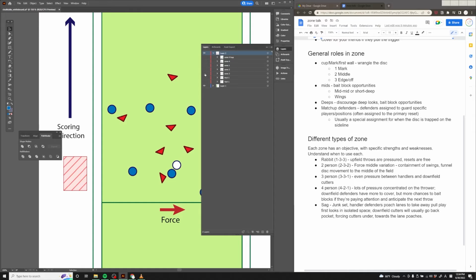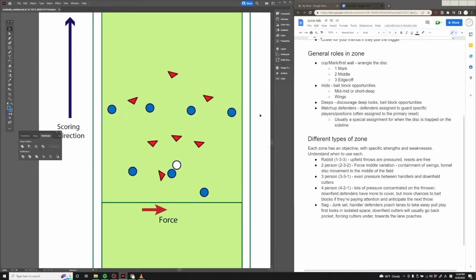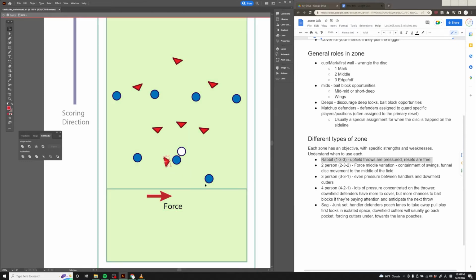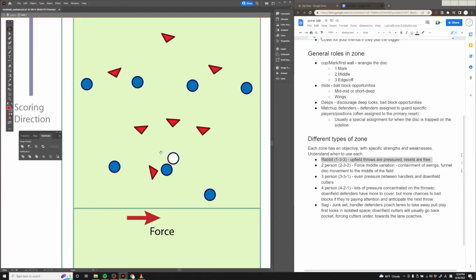Our next zone will be a 1-person cup. In this example, the rabbit, or the 1-person cup, is the one who follows the disc the entire time. So when the disc is in the middle of the field, we'll be forcing one side, and they are basically responsible for pushing the disc to the open side as much as they can, taking away any rounds here. We want this cutter, this reset, to be the one viable option.